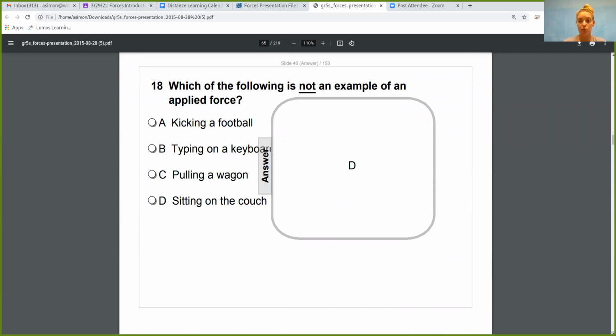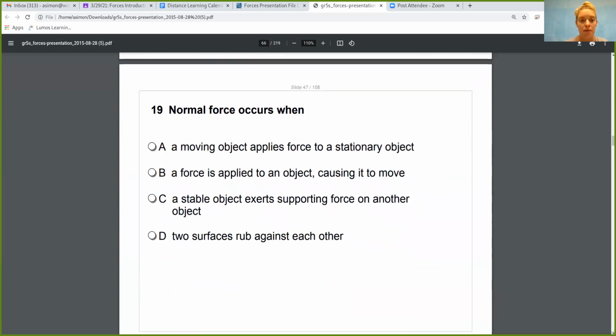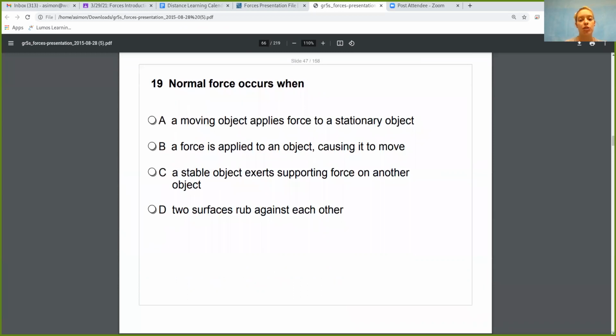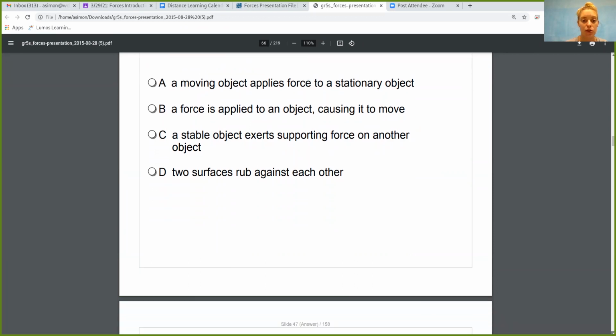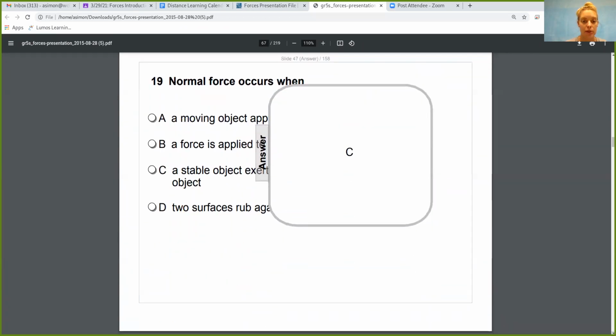You sitting on the couch, your bottom is applying weight on the couch. Your couch is applying a force upward to support your weight. You're not doing anything for that force to happen. You're just sitting there. So that's normal force. Normal force occurs when a moving object applies force to a stationary object, a force is applied to an object causing it to move, a stable object exerts supporting force on another object, or two surfaces rub against each other. You said a stable object exerts supporting force on another object. C, you are correct.